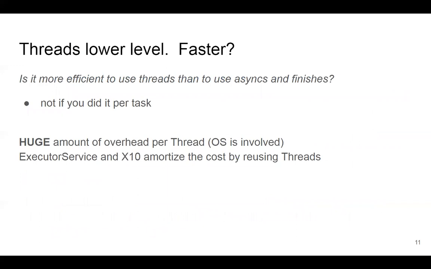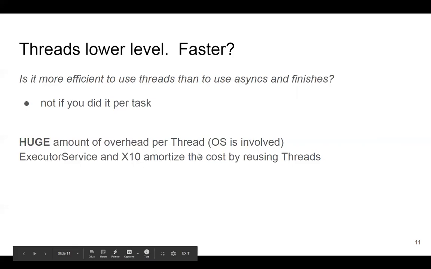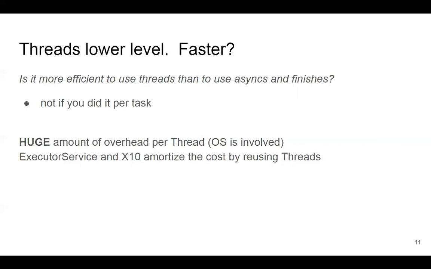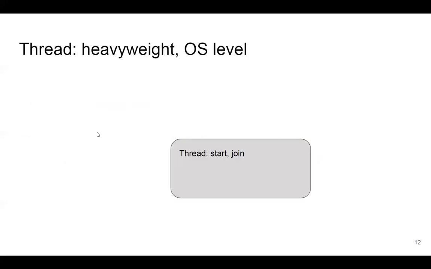Some questions that have come in historically on this: is it more efficient to use threads than to use async and finishes? And my answer to this is not if you did it per task. There's a huge amount of overhead per thread. The OS is involved every time you create a new thread. This was in some ways the motivation for building Executor Service in the first place, is that what you want to do is amortize the cost of creating a thread if I have a bunch of tasks, because when the thread is done, I could leave that resource up in the operating system and send new tasks at it. So that's what Executor Service in the X10 V5 is doing to try to improve performance using threads underneath. So let's talk about this a little bit.